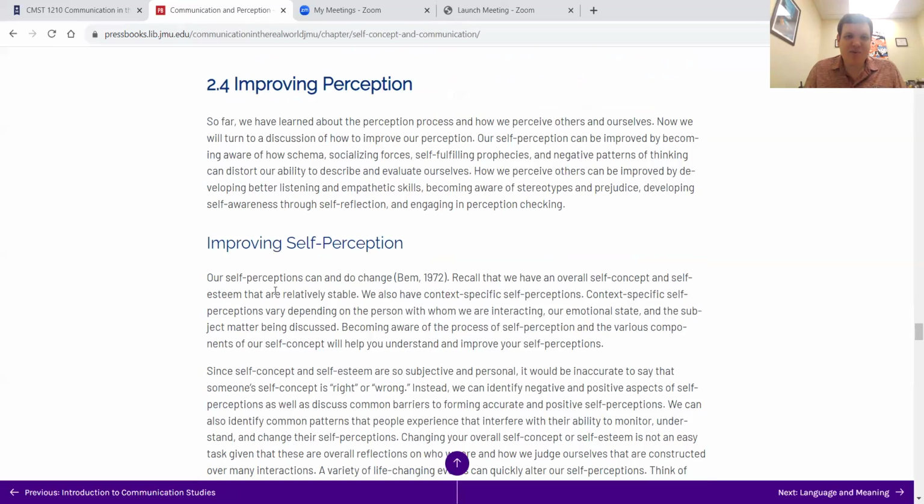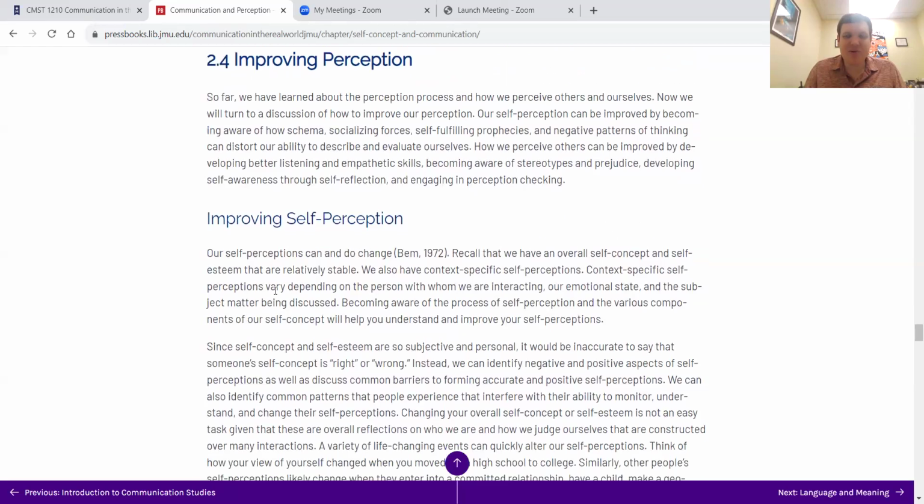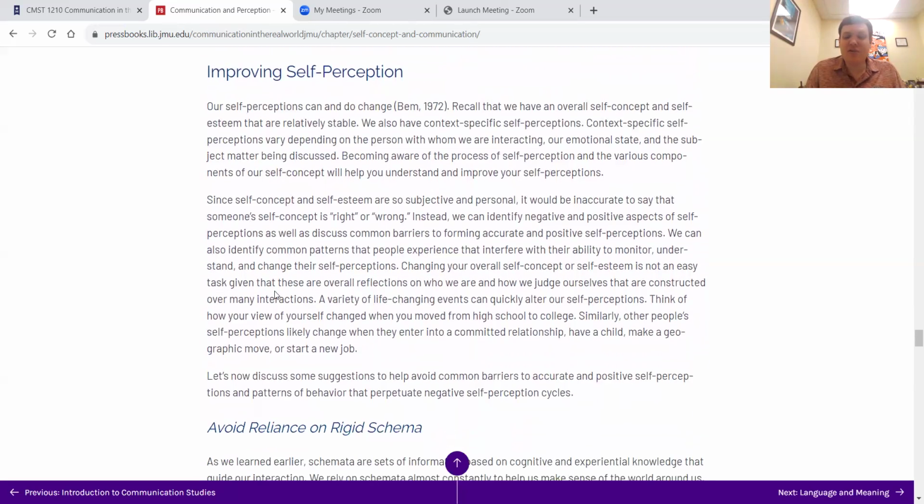It talks here about improving perception as well. So what do we do with this, right? This is how we perceive things, but how do we improve our perception? To be more aware of the schema that we use, the socializing forces, self-fulfilling processes, negative patterns of thinking. These different things can impact how we perceive things, and there are things we can work on, right? We have some control over our perception process. So our perceptions can and do change.